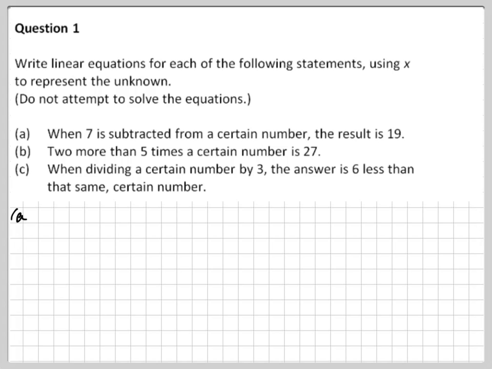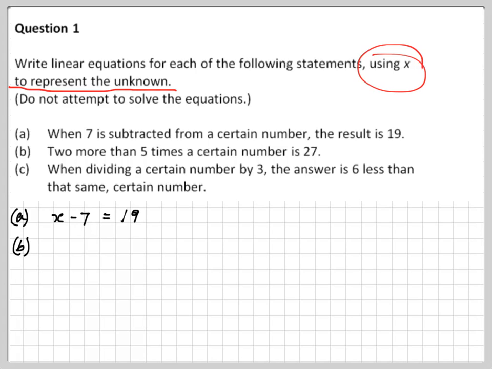Okay, let's do A. When 7 is subtracted from a certain number, which we're going to call x, the result is 19. Okay? Now think about that. When 7 is subtracted from x, how do you write that? Yes, and we're using x as the question says, just to highlight that. x minus 7. Okay, and what does that equal? It equals 19. Hey, that's it, guys. So you just made up an equation from a worded statement. Okay, that's what we're doing today.